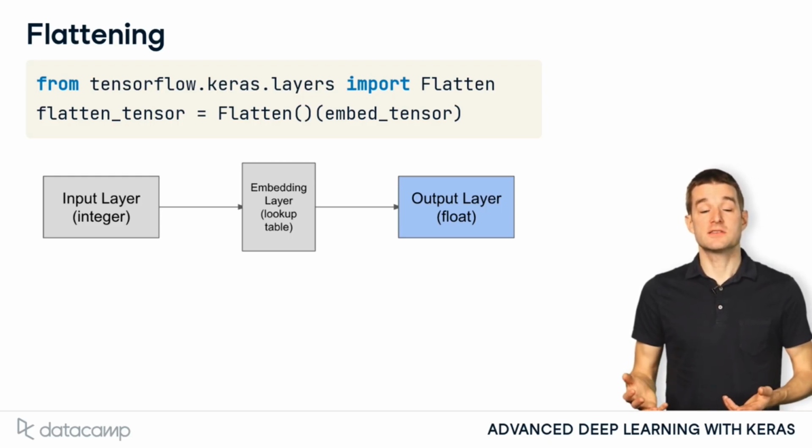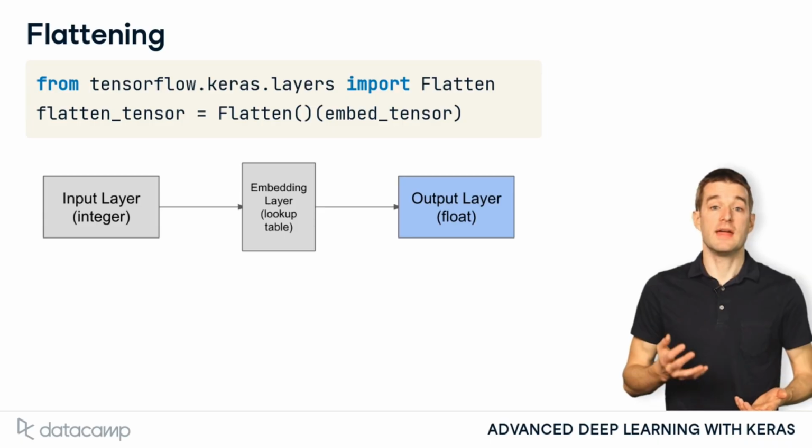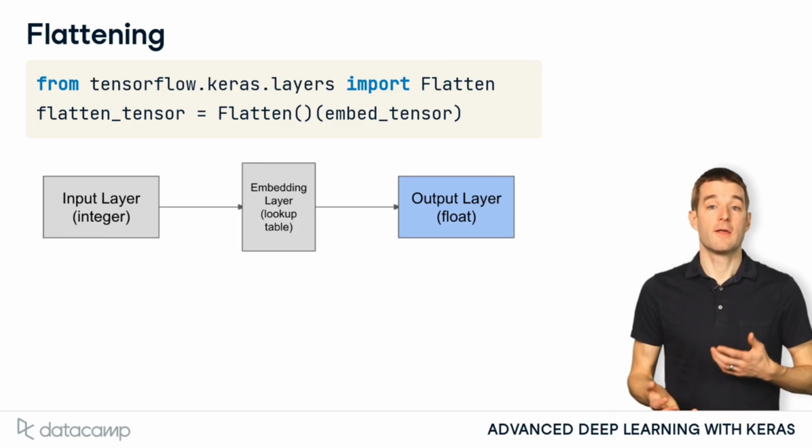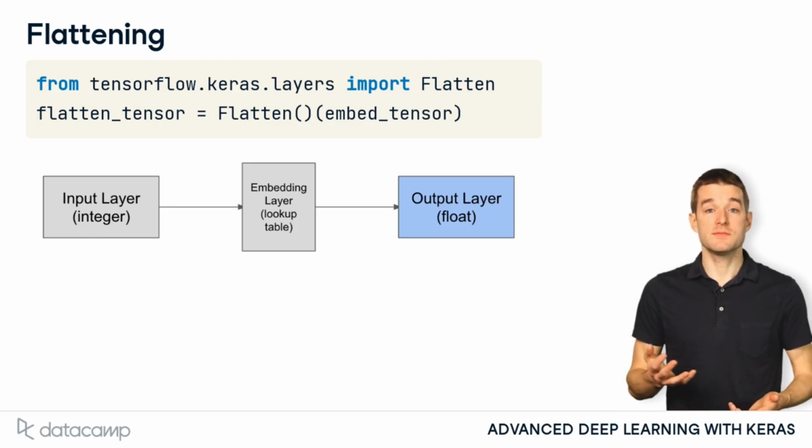Flatten layers are an advanced layer for deep learning models and can be used to transform data from multiple dimensions back down to 2 dimensions. They are useful for dealing with time series data, text data, and images.